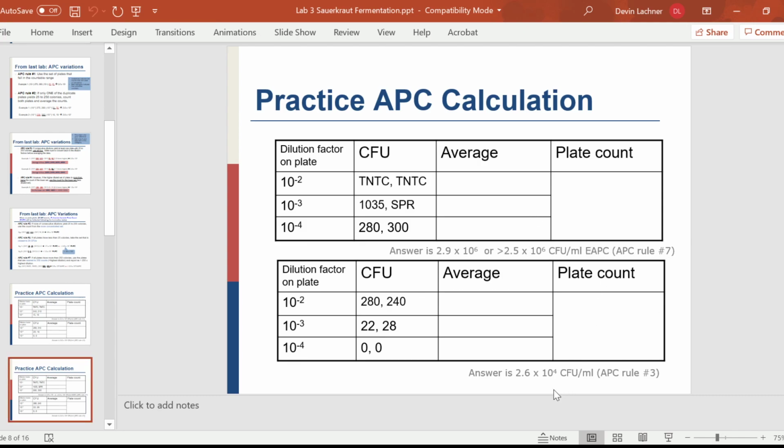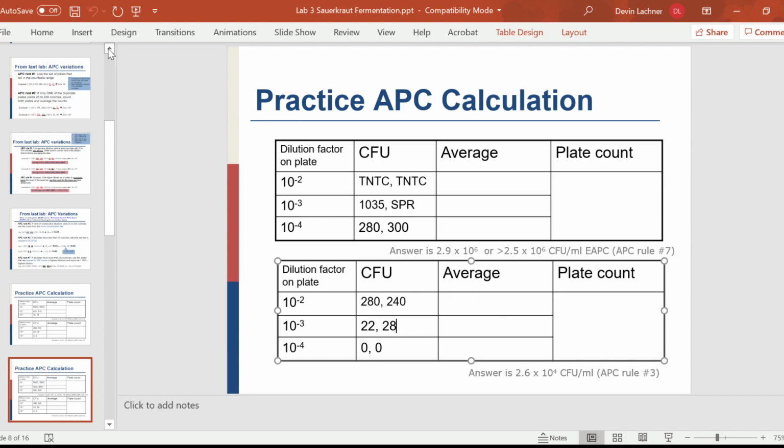Estimated. And then for this one, 22 falls within our range, and 240 falls within our range. So if that's the case, we have to use all 4 of these numbers, add all 4 of them, and then take the average, and that's your plate count, okay?